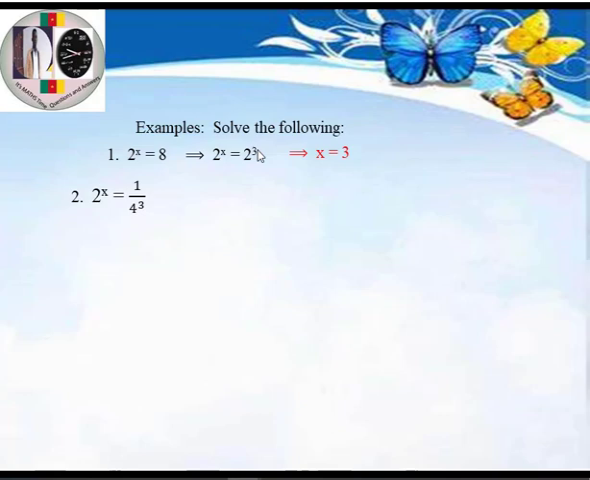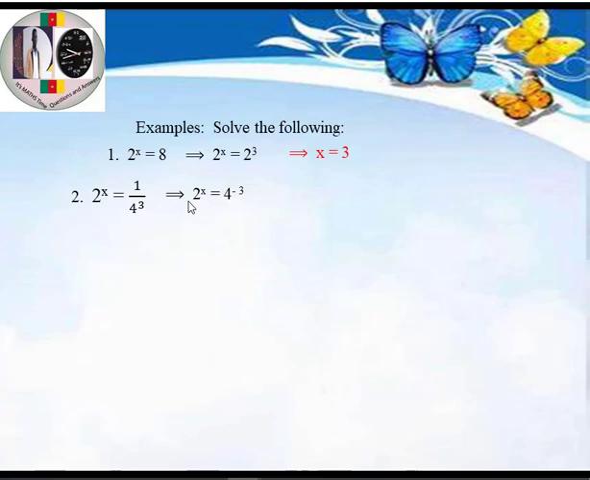The next exponential equation is 2 power x equals 1 over 4 power 3. So the first thing we can do is change this number into a negative index. So we are going to have 2 power x is equal to 4 power minus 3, right? So that is that. But if we look at 2 power x, we can also change 4 to the base 2, so that we use the law: if the bases are equal, then the powers are equal.